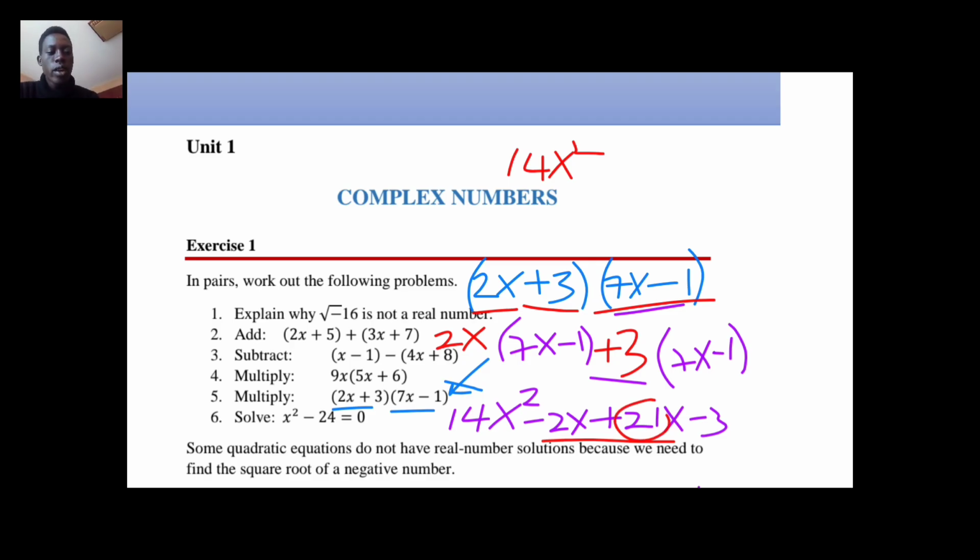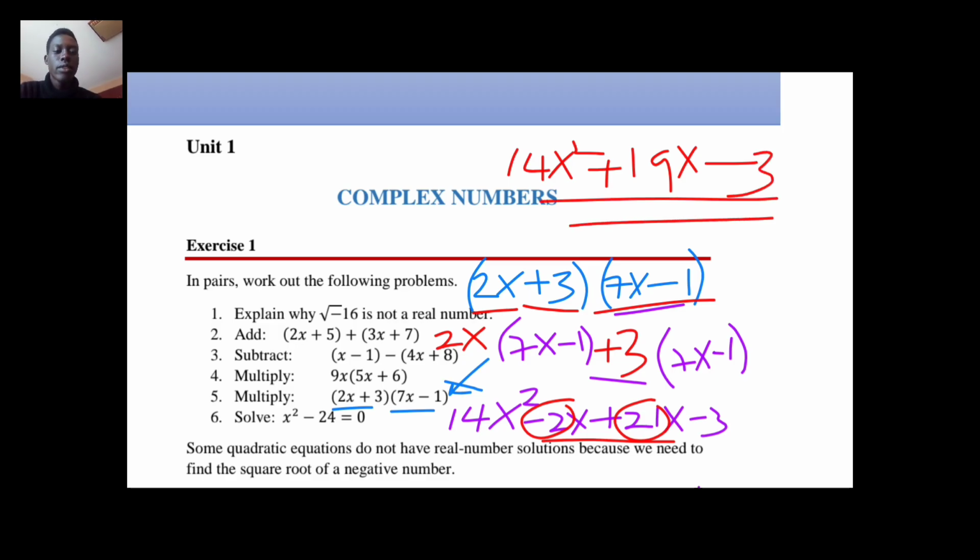Then 21x and negative 2x. The result here is going to give you positive 19x minus 3. So this is the final result here. So when you are multiplying two complex numbers, you will have this kind of expression at the end.